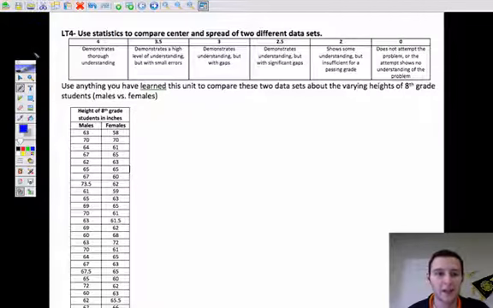Okay, retakes for learning target 4. Here was the problem from your test. It had these two data sets, male and female heights of 8th grade students in inches.